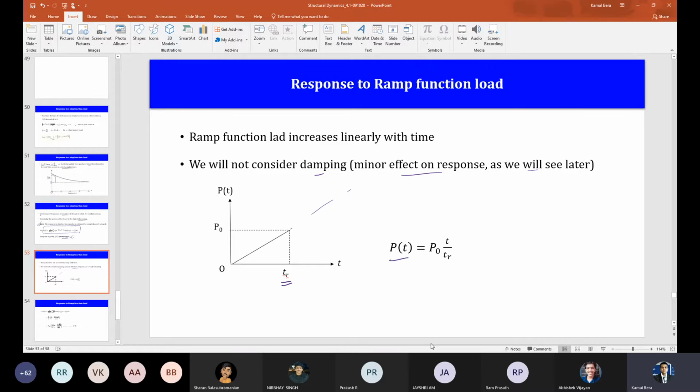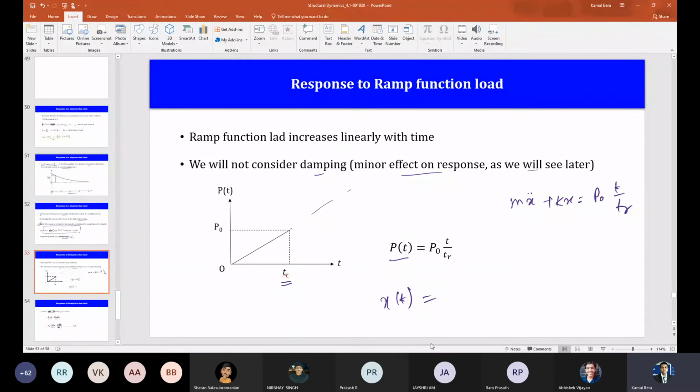So what is P of t at any time t? P of tau is P naught into tau by TR. Simple, right? At time TR it is P naught, so at any time t it is P naught by TR into t, linearly varying. Now you can proceed in a similar manner, but in this case the Duhamel integral will be much more convenient. The equation we are going to solve is k x equals p of t, where p of t is P naught t by TR, for t less than or equal to TR. So what is the response here? You already know it: just apply Duhamel's integral and find out x of t.